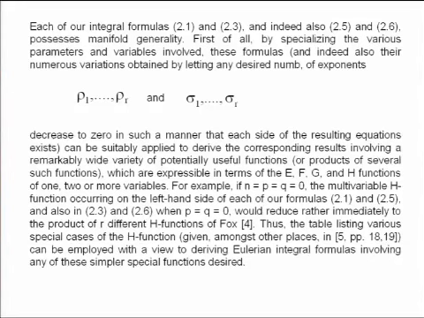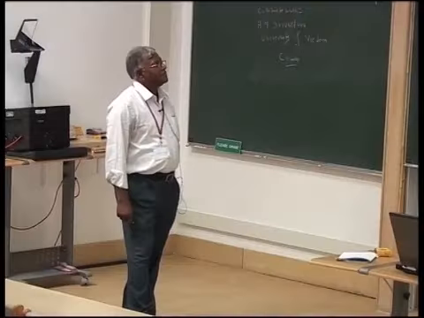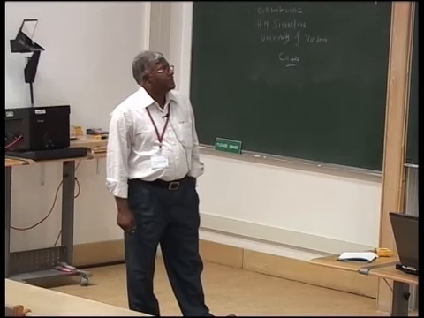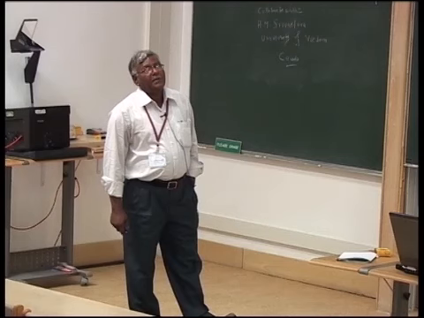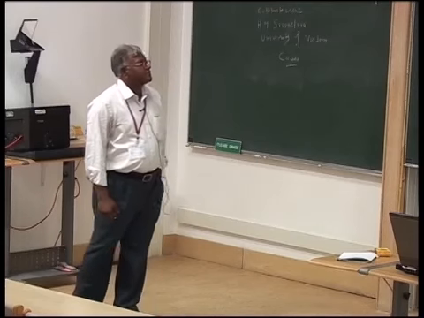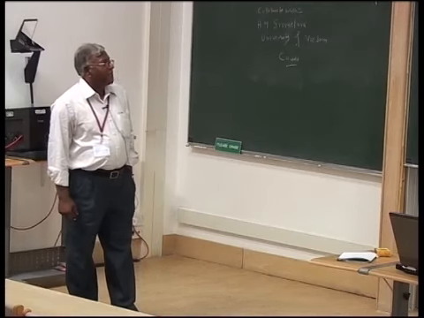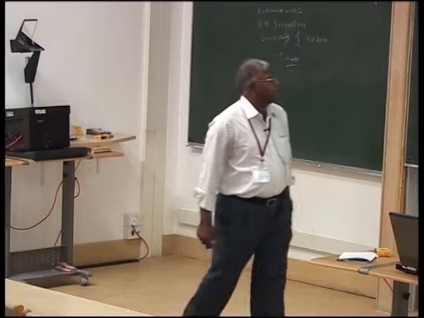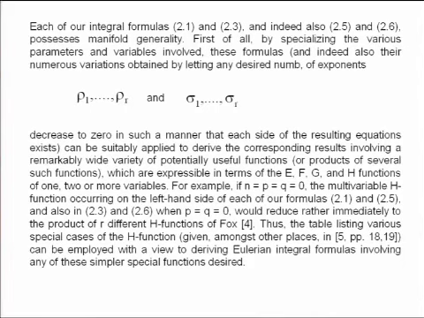For example, n is equal to p is equal to q is equal to 0, the multiple H function occurring on the left hand side of our formulas 2.1, 2.5, also 2.3 and 2.6. And when p is equal to 0, k is equal to 0, we can reduce it rather immediately to the H function, a Fox function defined in 1961. Thus, the table listing various special cases of the H function can be employed with a view to deriving Eulerian integral formulas involving any of these simple special functions desired.